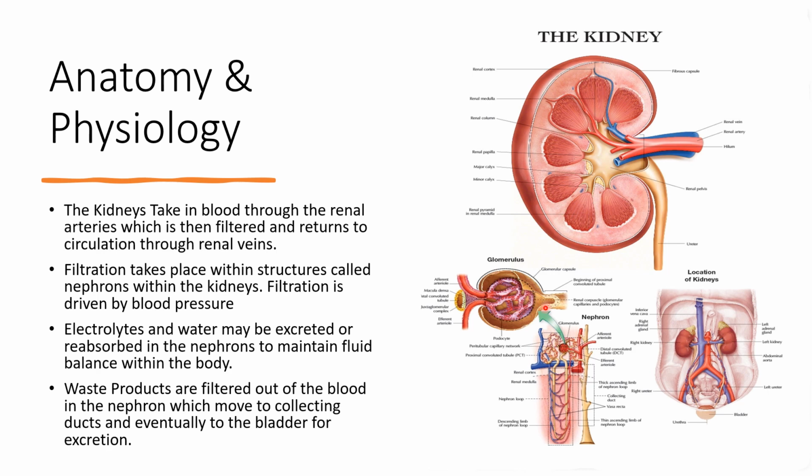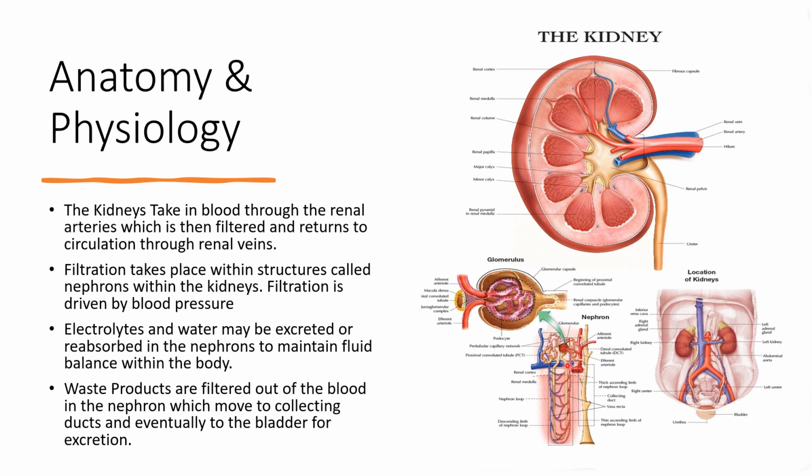It then travels into the proximal convoluted tubule, travels down this section here to the ascending limb of the loop of Henle, up the descending limb of the loop of Henle, and then up to the distal convoluted tubule. Then finally it arrives at the collecting duct right here, which then travels to the renal pelvis right here, and then it travels down to the ureter, and then finally it goes to the bladder.